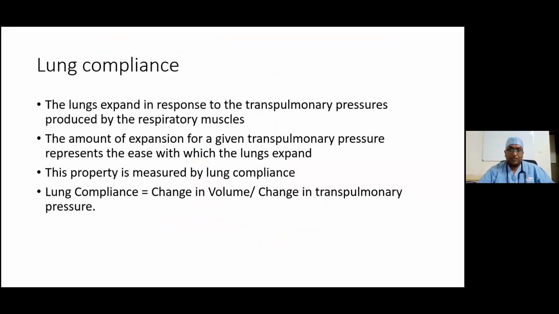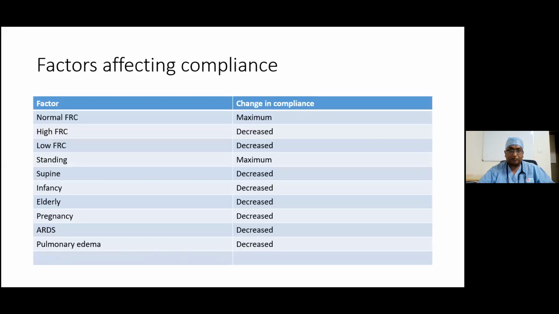So the lung expands in response to the transpulmonary pressure that is produced by the respiratory muscle. The amount of expansion for a given transpulmonary pressure represents the ease with which the lung expands. So this property is measured by lung compliance. The term lung compliance is used to denote this. So lung compliance can be loosely termed as change in volume divided by the change in transpulmonary pressure. Now we'll see the factors affecting the lung compliance.